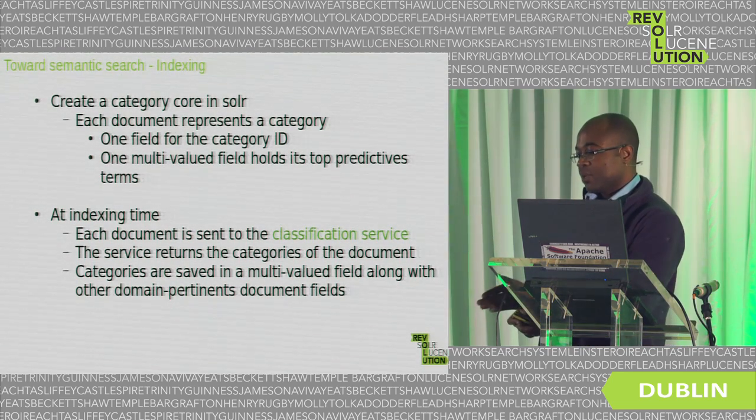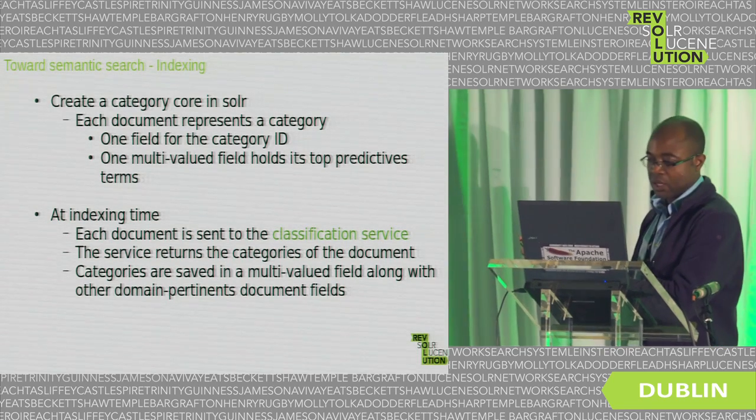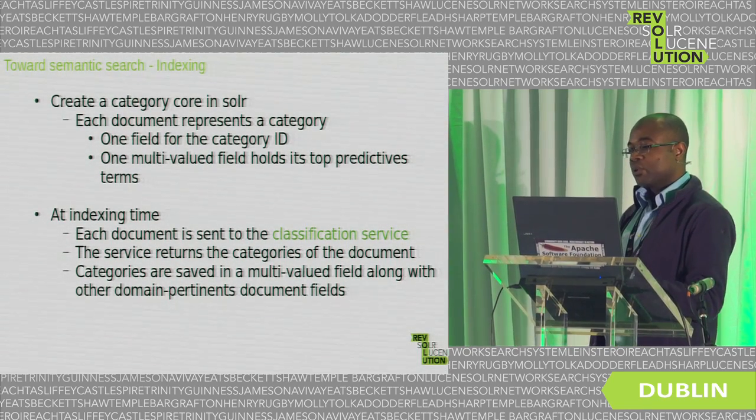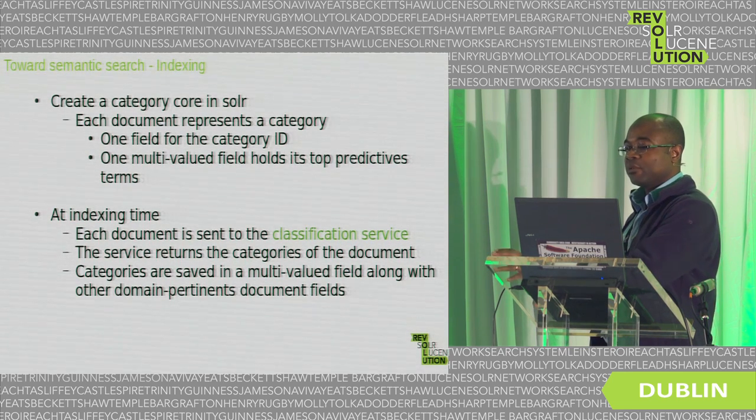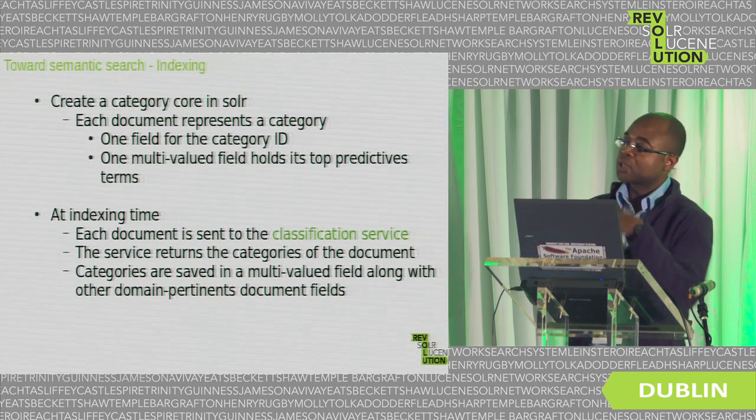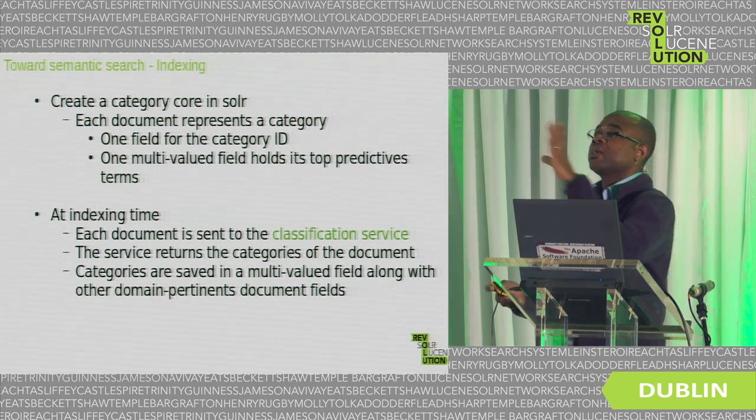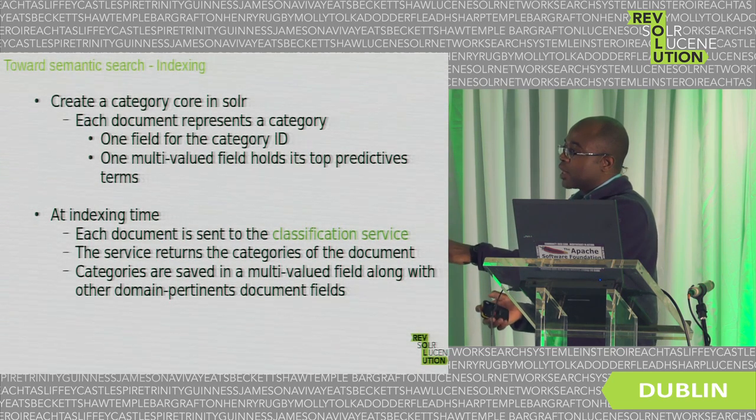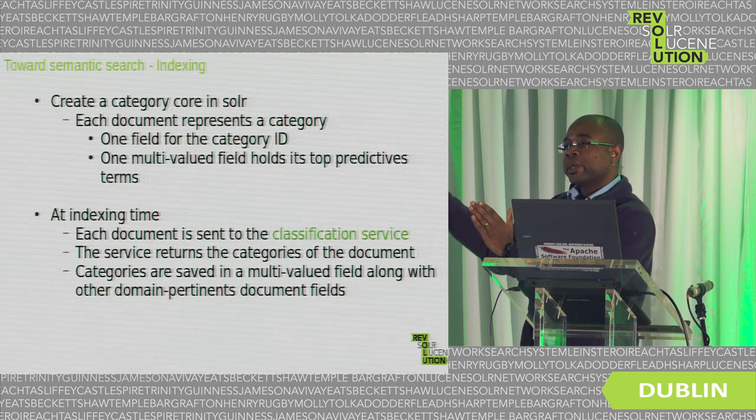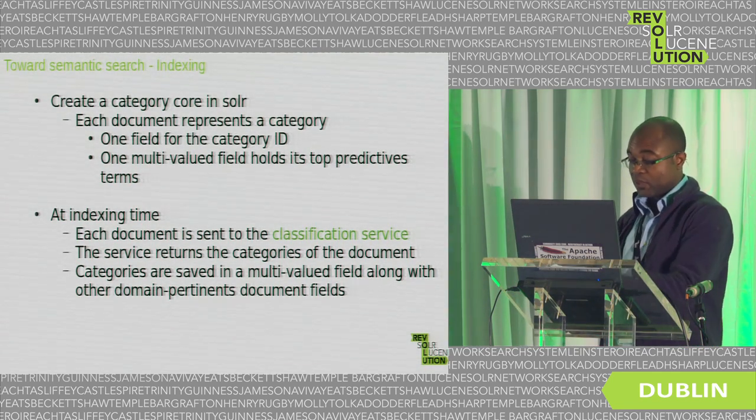At indexing time, each document is sent to the classification service. We have a service outside Solr, of course. The service returns the categories of the document. Those categories are saved in a multivalued field along with other domain pertinent document fields. So we just add that category field. And the user query will be extended with this. So when it's executed in the category core, we take the category, we extend the query with ORing, and then with a boosting mechanism.